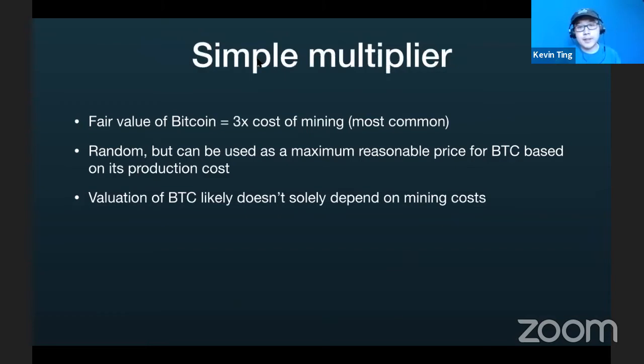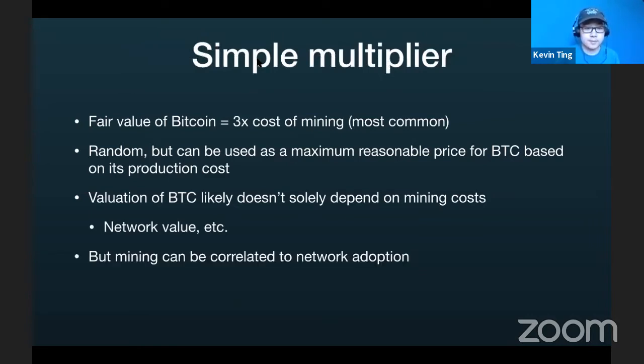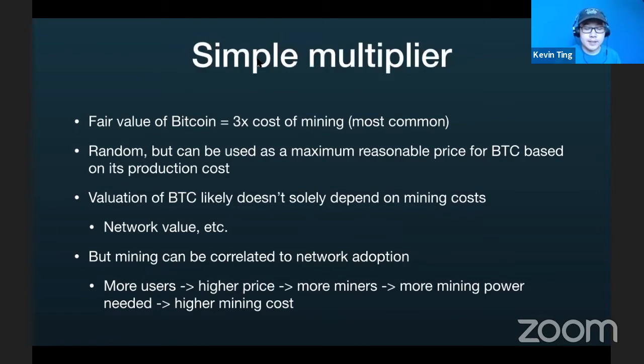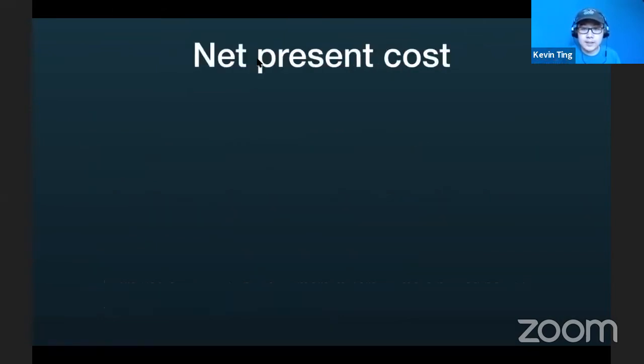But if we think about it, the valuation of Bitcoin likely doesn't solely depend on its mining costs. It could depend on network value, like we just talked about a second ago. But mining can also be correlated to network adoption in a sense, because the more users there are, the higher the price, the more miners that come in, the more mining resources are needed, and then the higher the mining cost.